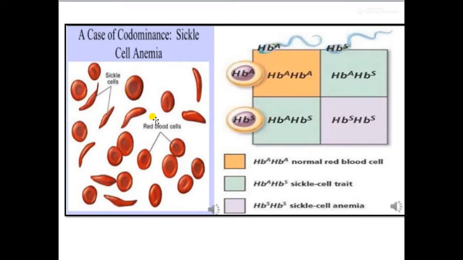And if you have a genotype of HbA HbS, what will happen? You will have both round as well as sickle type of blood cells. So this is a case of codominance, and here you can see that both the alleles are being expressed, and as a result you will get RBCs of two different phenotypes. So that's a case of codominance.